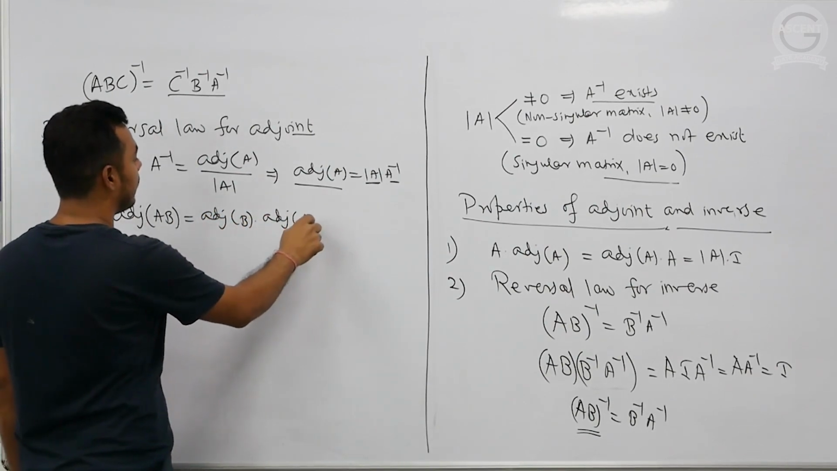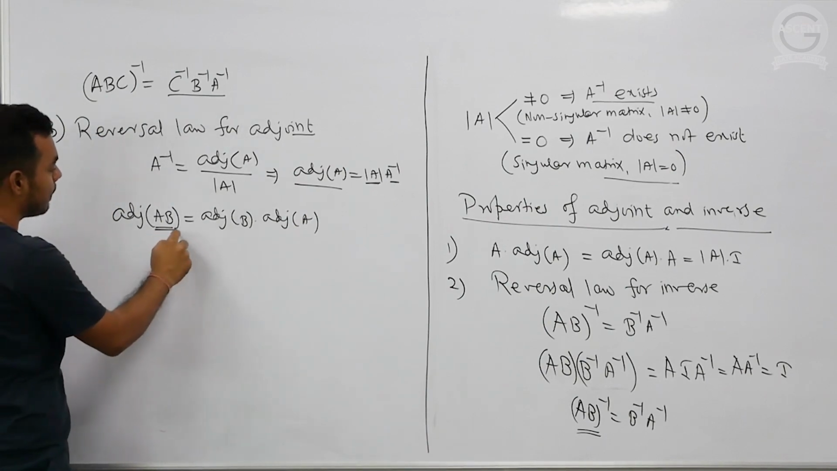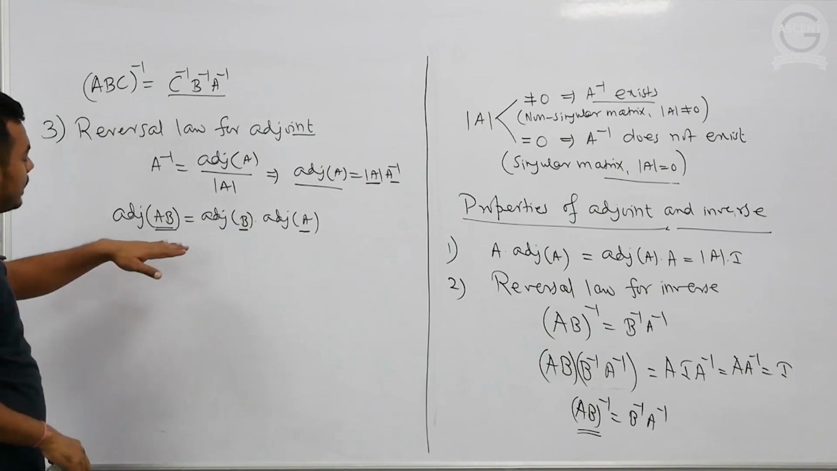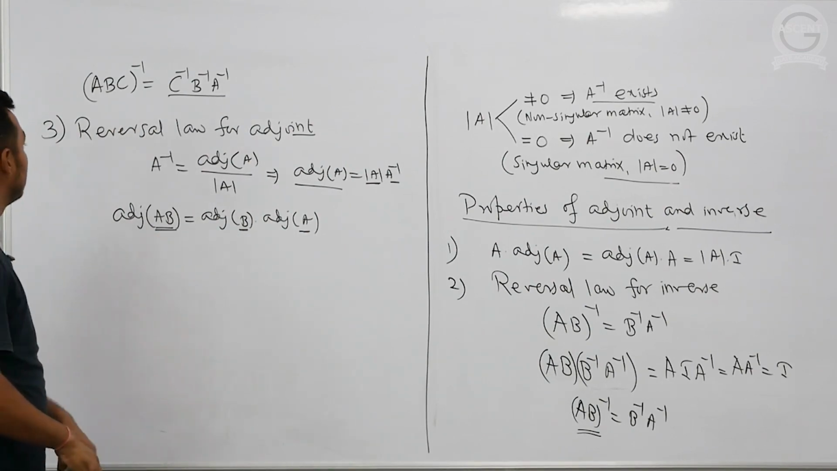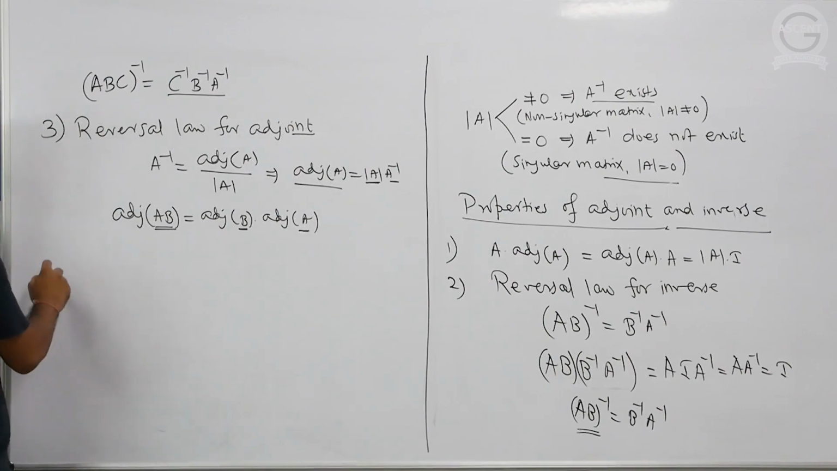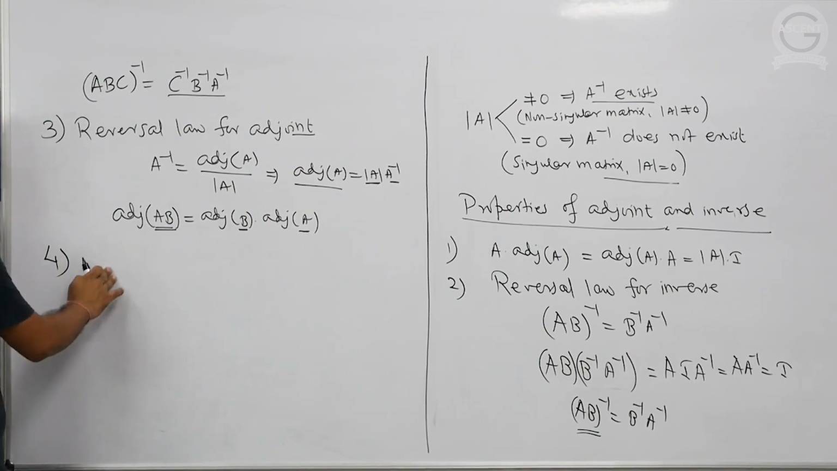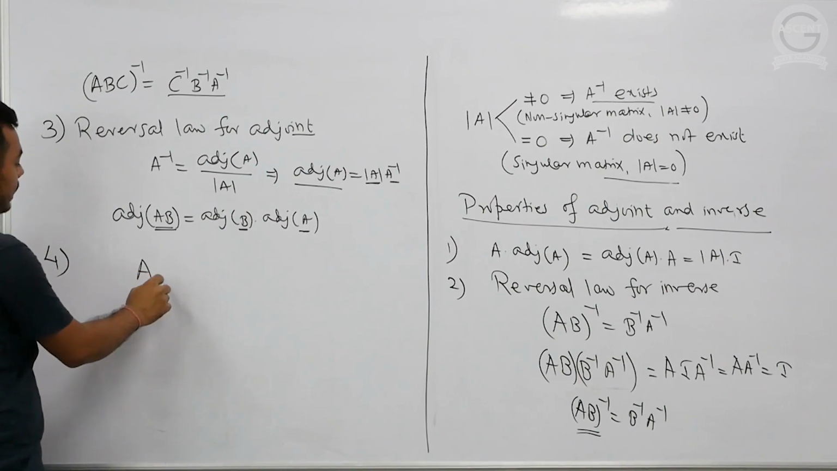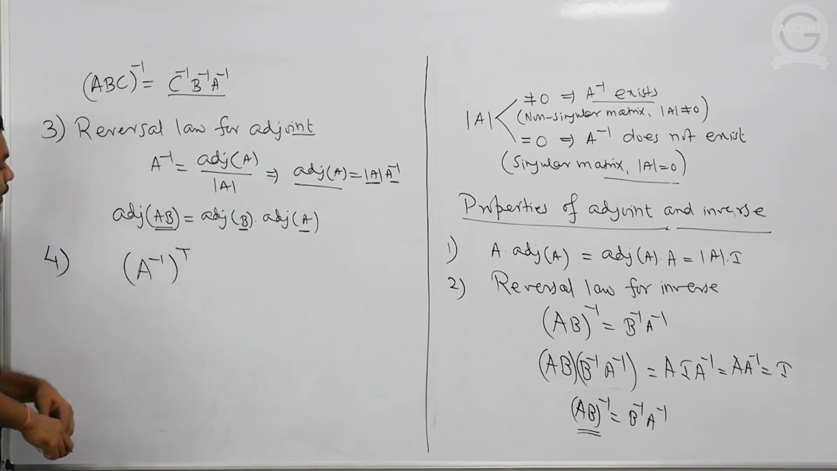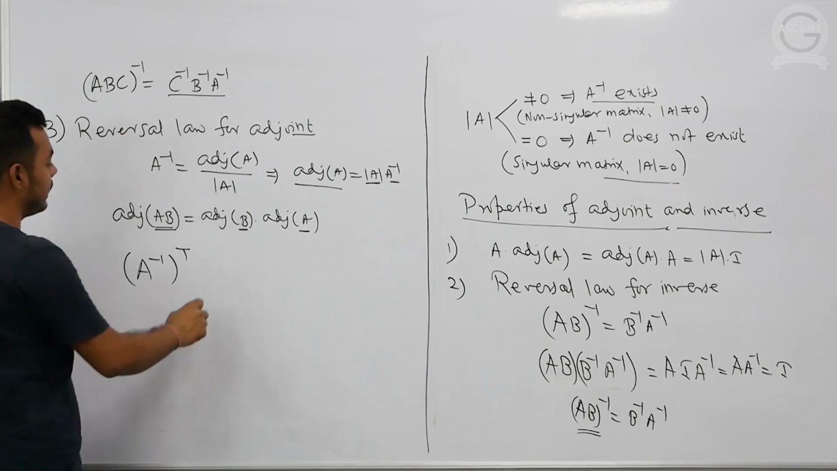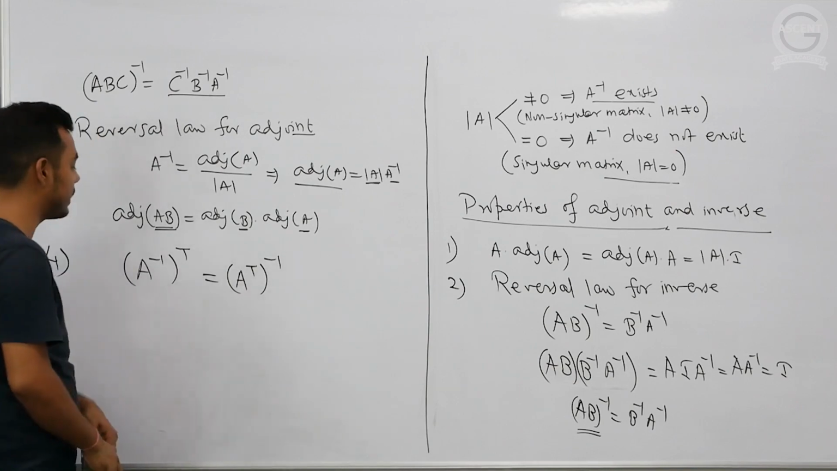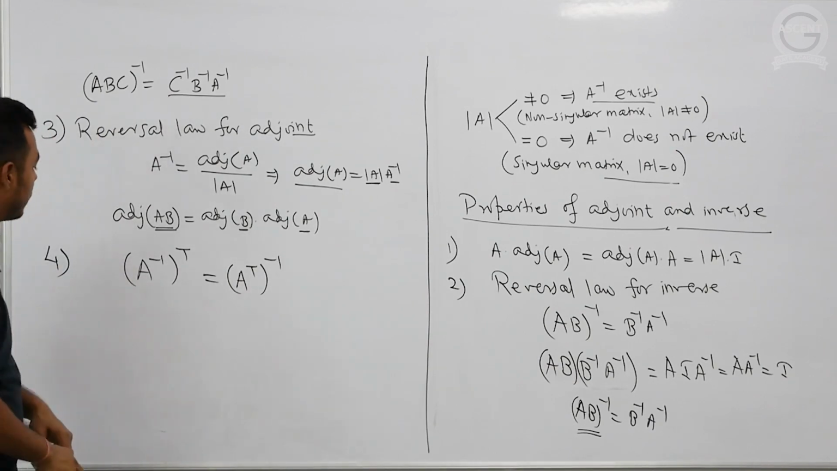So this law is called the reversal law. Adjoint of AB is adjoint of B into adjoint of A. And again you can extend this for any number of matrices. So this is our third property, the reversal law for adjoint. Now our fourth property is a very basic property. If you have to find the transpose of the inverse of a matrix, you can write this as A transpose inverse. You can interchange inverse and transpose. So this will be our fourth property.